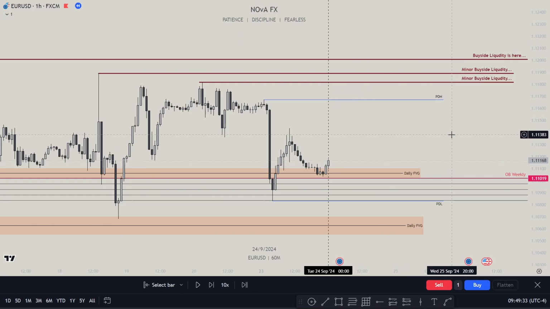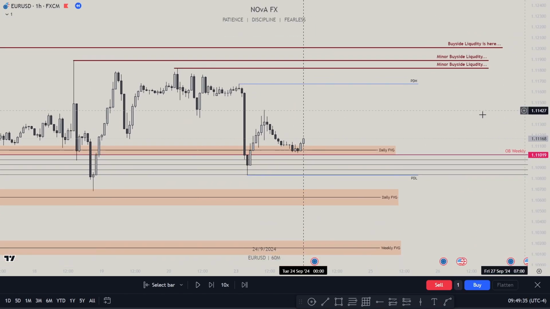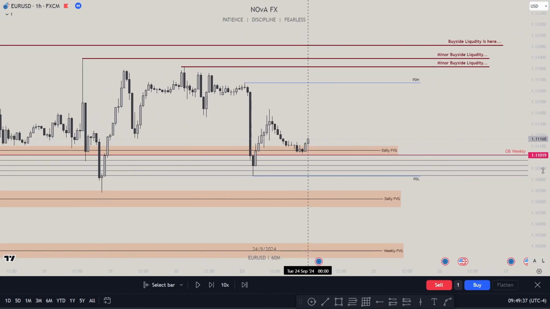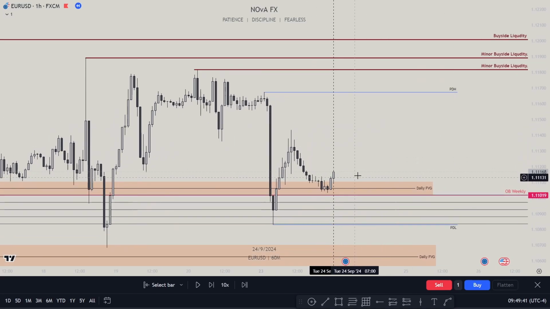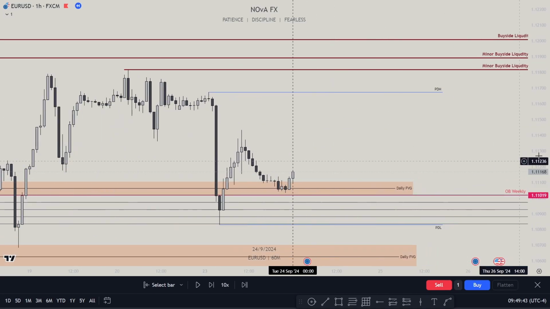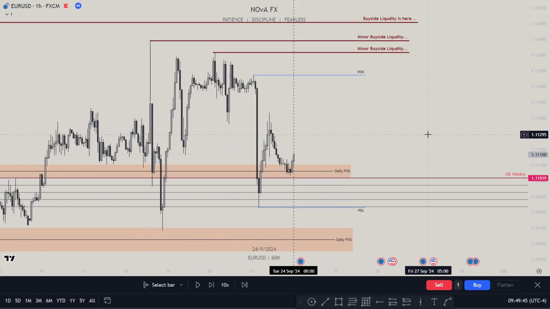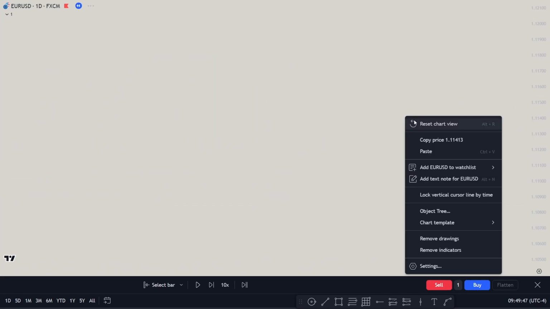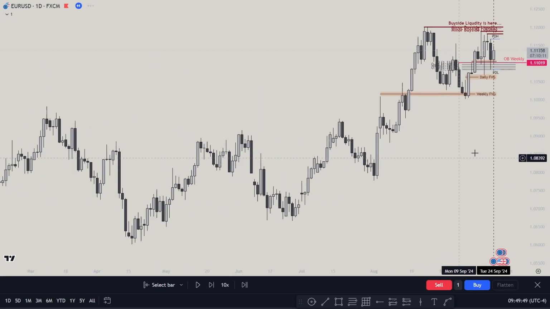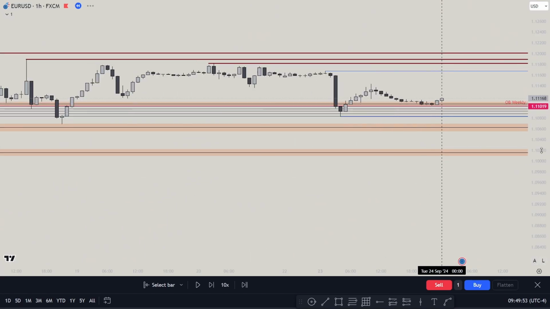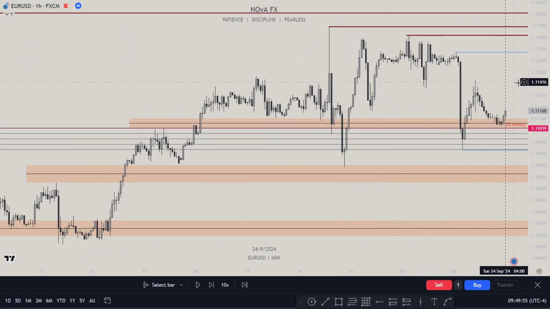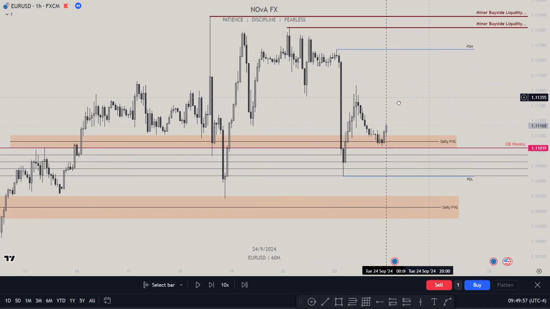Hello guys, so this is the 1 hour time frame of Euro USD, and we will plan a trade here, and I'll show you the trade I did today. First of all, it's the same chart that we looked at in the daily time frame. I've just put it into 1 hour. So we went from weekly to daily, now 1 hour.